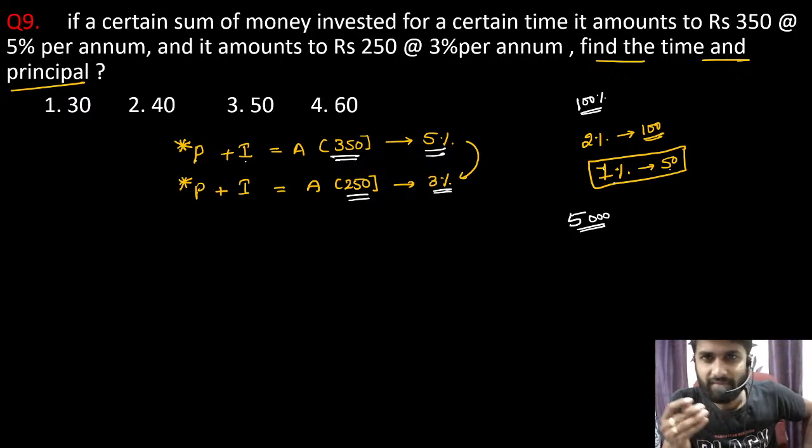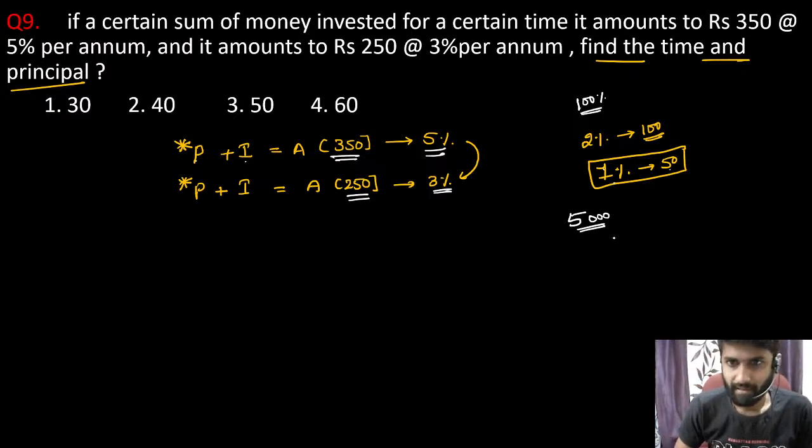Certain sum of money. 350. Okay, no problem, 350. Okay. Just wait, guys. Just wait. 5% is, 2% is... It decreases. 2% is the value become 100. Again, 1% is the.